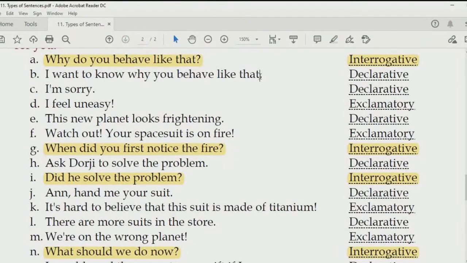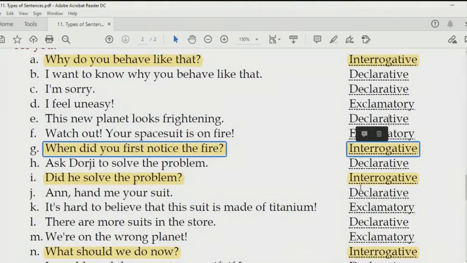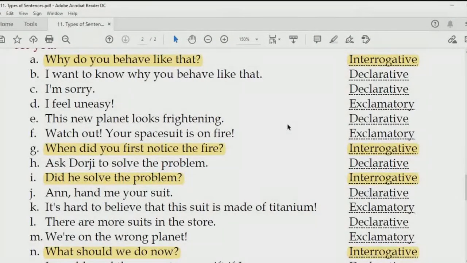Because we have a full stop at the end. And all these sentences will be known as declarative sentences. The answers are given over here. We'll move on to the next type of sentence.